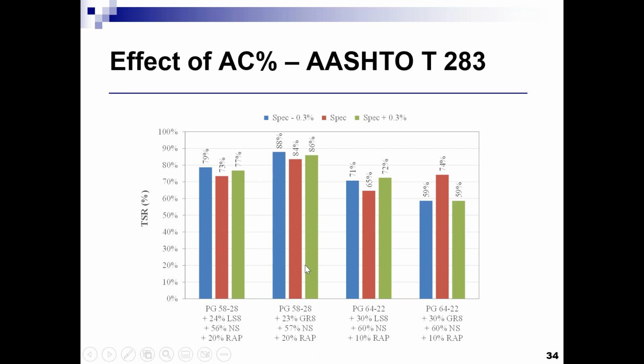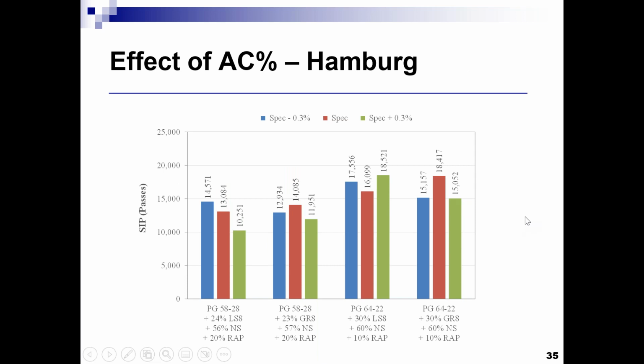We are not really seeing a big difference between the limestone and the gravel mixes. You can see that again for both asphalt binders. And you can see that when we use the 58-28, we always got more than 70%. But when we use the 64-22, sometimes we got less than 70%. So again, 58-28 gave us better performance with regard to moisture-induced damage than 64-22.